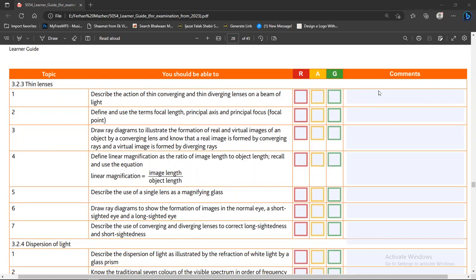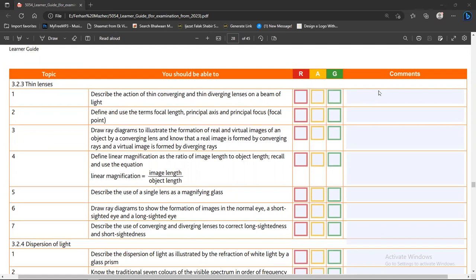Draw ray diagrams to illustrate the formation of real and virtual images of an object by a converging lens, and know that a real image is formed by converging rays and a virtual image is formed by diverging rays.